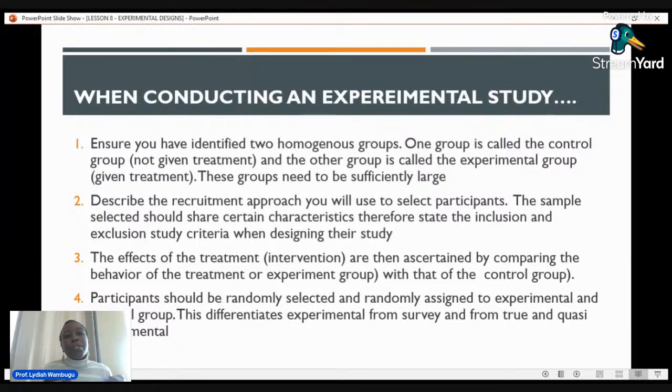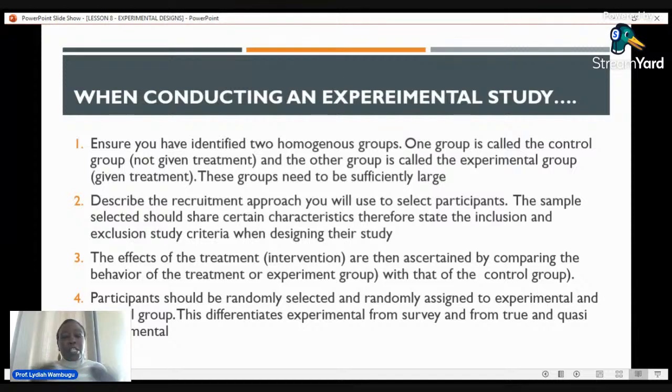You cannot be doing an experiment of 50 years and below. You want to tell them to stop drinking soda with people who are 15 years and below. The groups must be homogeneous. We have not said they should be the same because you cannot have two people having the same characteristic, but they should have similar characteristics.